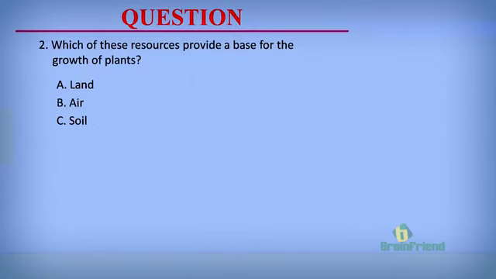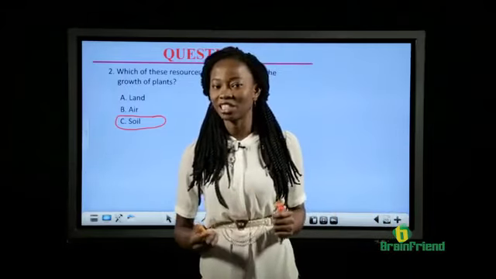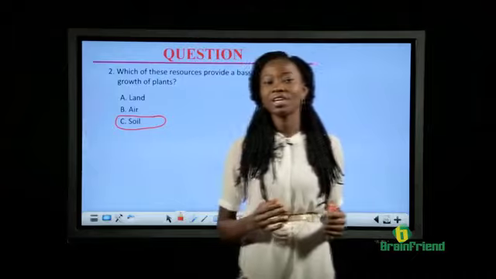The second question, which of these resources provide a base for the growth of plants? A, land, B, air, and C, soil. The correct answer here is option C. We said soil is the base on which plants grow because it provides the necessary nutrients required for the growth of plants. We have come to the end of today's class on resources from non-living things.